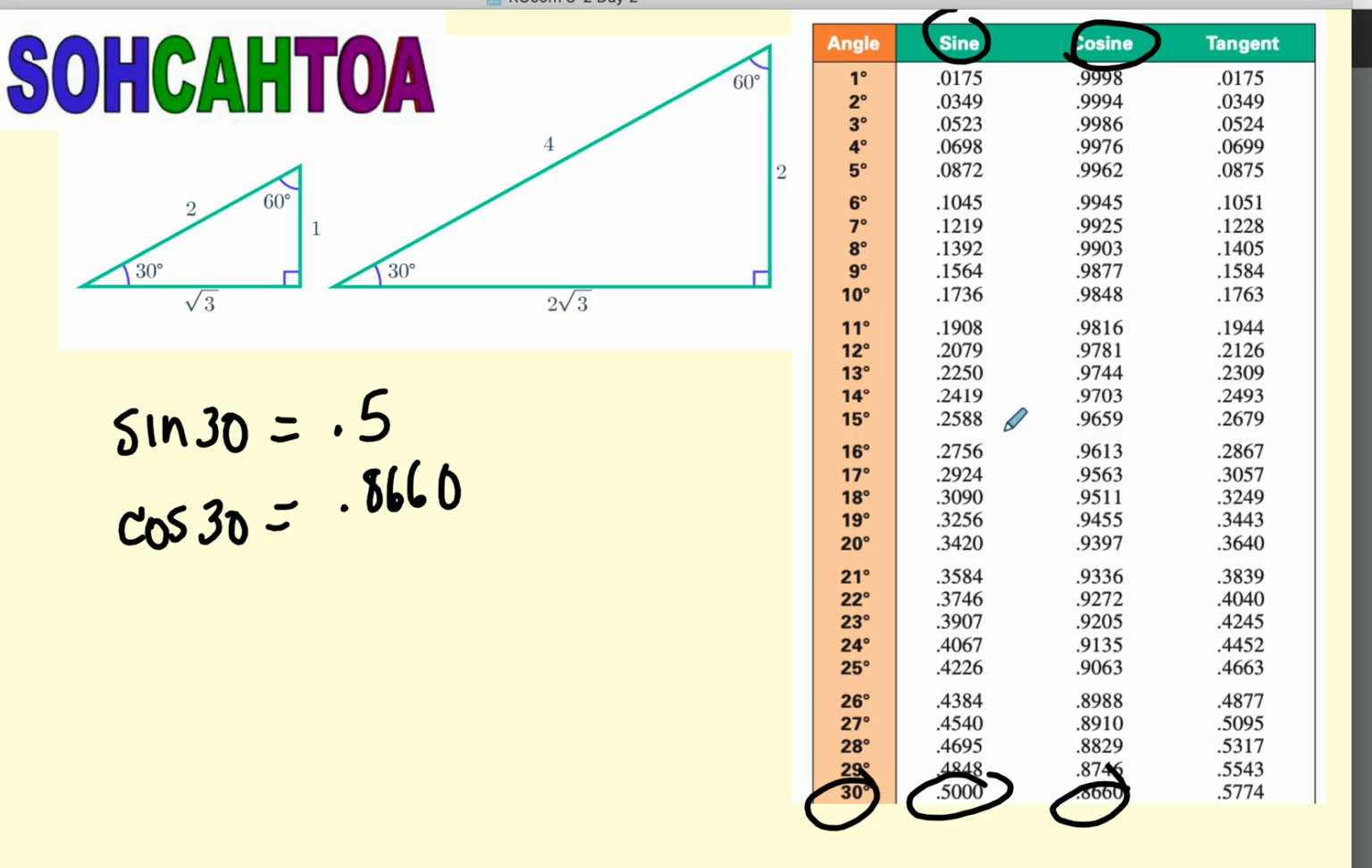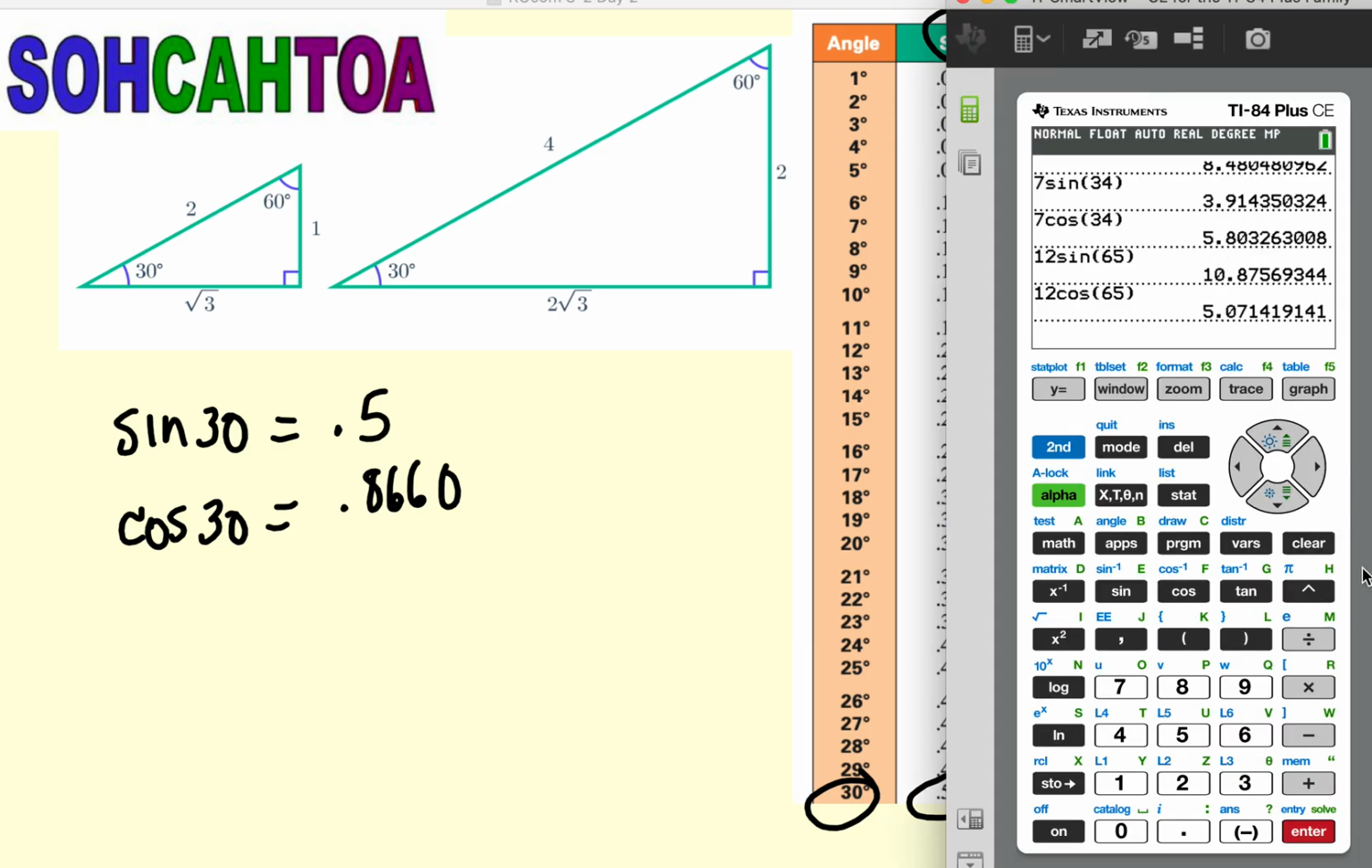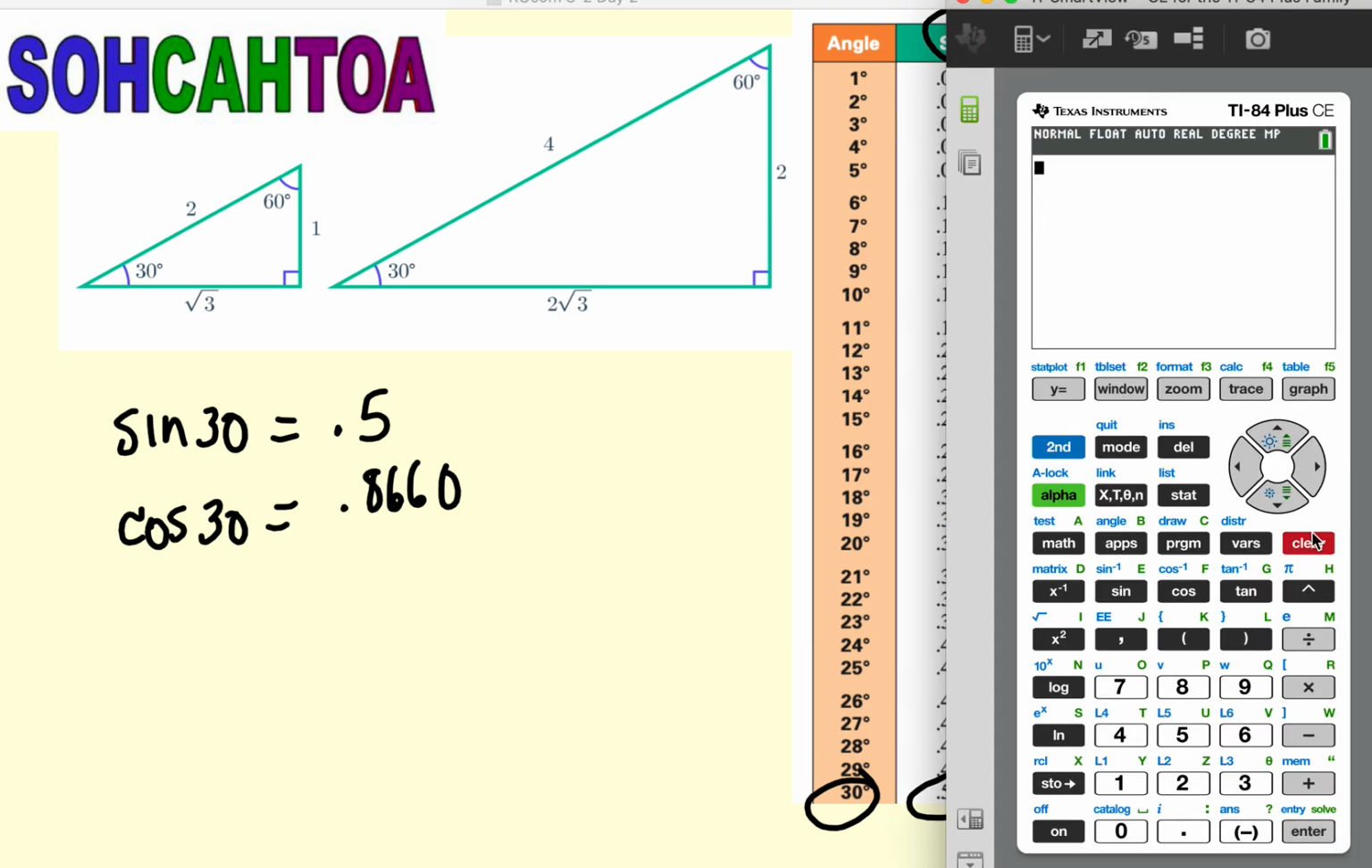So these are in our calculator. The calculator will look more like this. If you press the sine button right here, and then press 30, and then press parentheses, there we get our 0.5, and you press cosine, and press 30, and you'll get that decimal we got from the table. It's in our calculator.